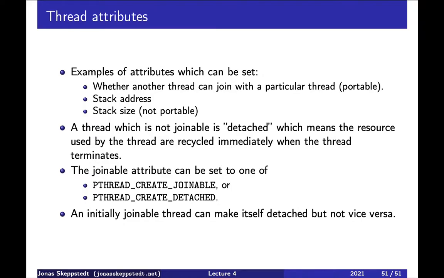Okay, thread attributes. I mentioned that we can say that a thread is joinable or detached, and that can be specified when we create the thread. By default, it's joinable, but we can say explicitly that it's detached from the beginning. And recall, if it's detached, it means that when the thread terminates, all its resources will be recycled immediately. Okay, so that's the first issue here.